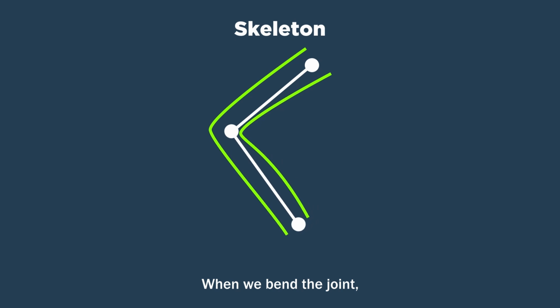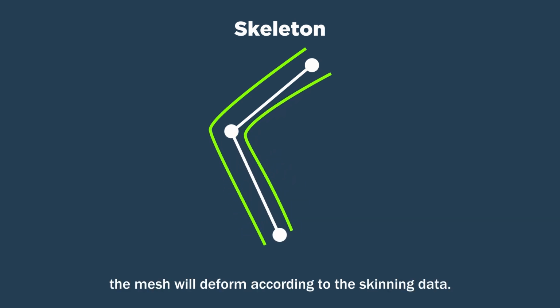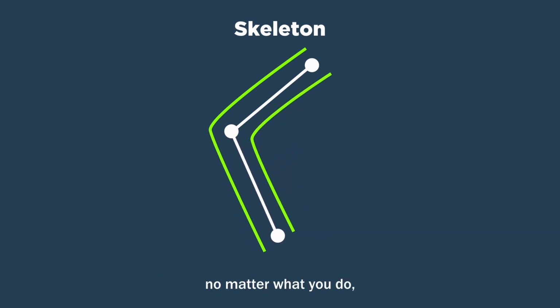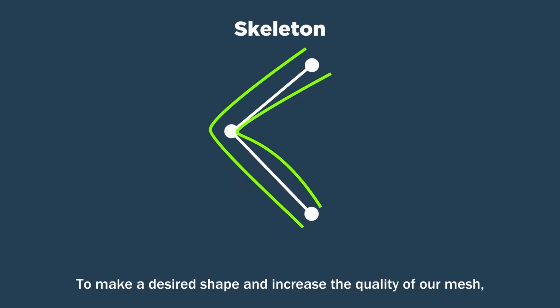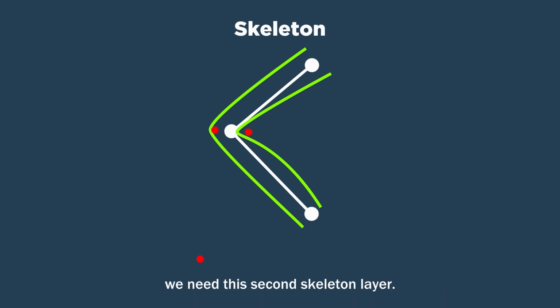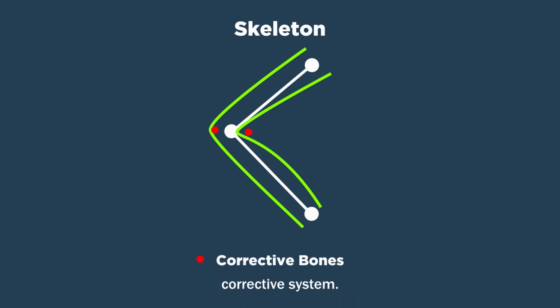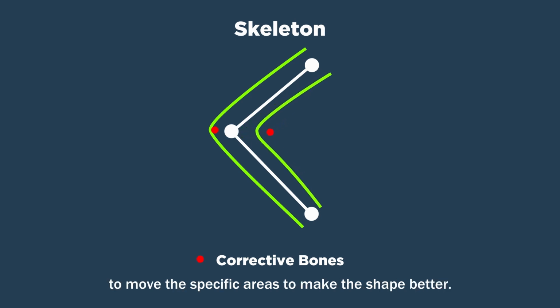When we bend the joints, the mesh will deform according to the skinning data. But no matter what you do, that skinning data cannot produce every shape. To make a desired shape and increase the quality of our mesh, we need this second skeleton layer, which is corrective system. That way, we can create another joints to move the specific areas to make the shape look better.